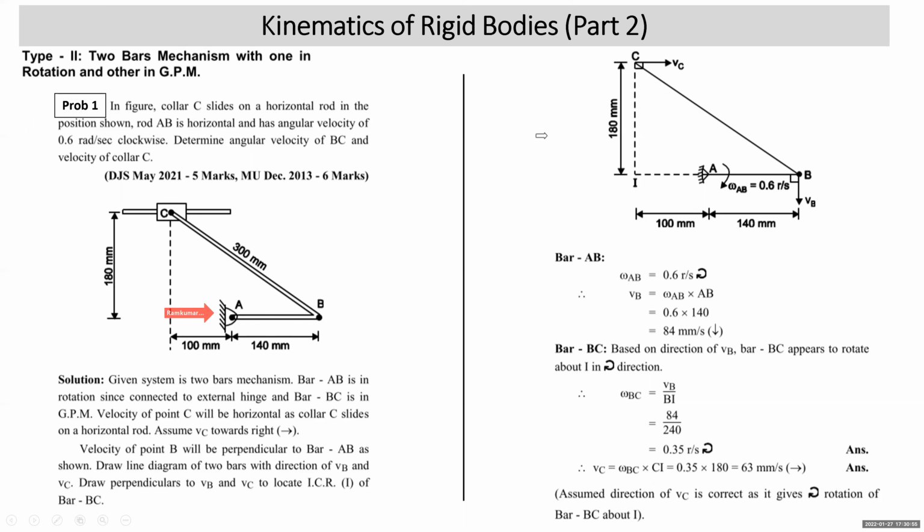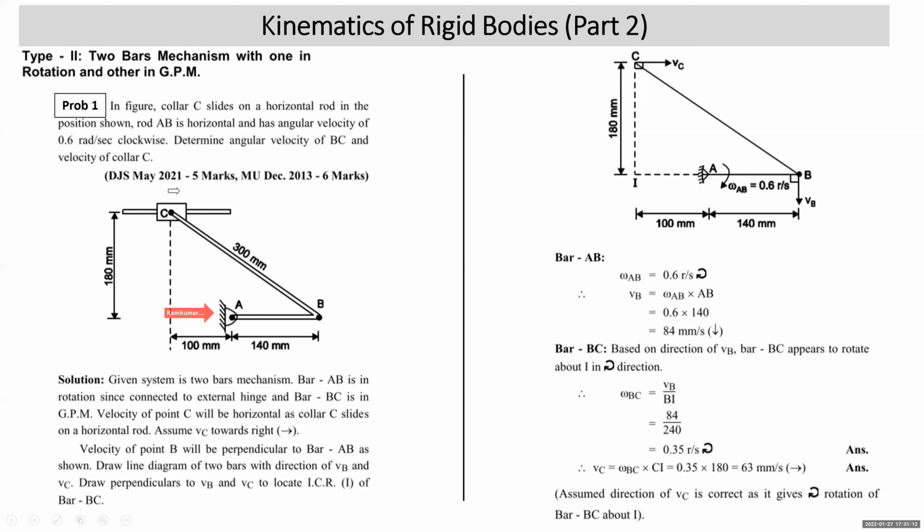Now, we draw the line diagram. As we discussed, we'll draw the line diagram. So I draw AB, which is horizontal. It is rotating at this instant at 0.6 radian per second clockwise. All right. Velocity of point C will be horizontal.